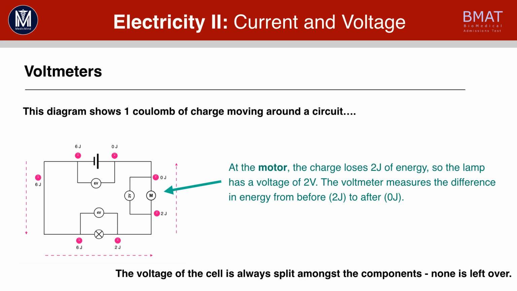As you can see, the voltage of the cell is always split amongst the components. The 6 volts input from the cell is split between the lamp and the motor. Therefore, none is left over, and this is always the case for a circuit. The voltage input is equal to the voltage output.